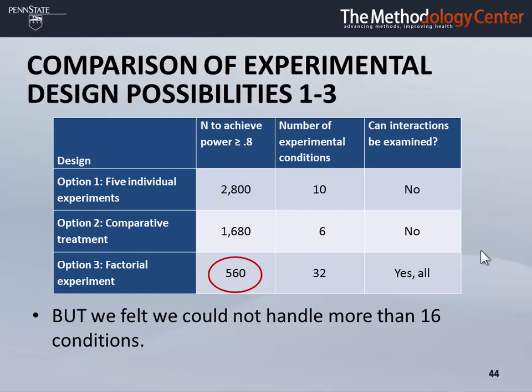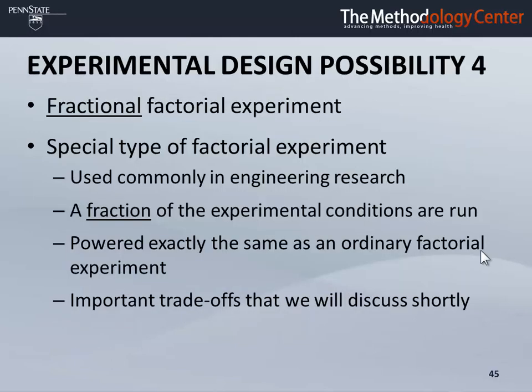So we did this, and then Bonnie said, well, I don't think we can handle more than 16 conditions in the field at one time. So what to do? There is a fourth alternative, the fractional factorial experiment. This is a special type of factorial experiment. It's used routinely in engineering, but it's very rarely used in intervention science, or even in the behavioral sciences at all. In a fractional factorial experiment, you run a fraction, like a half, and that's the design I'm going to show you, a half fraction of the experimental conditions.